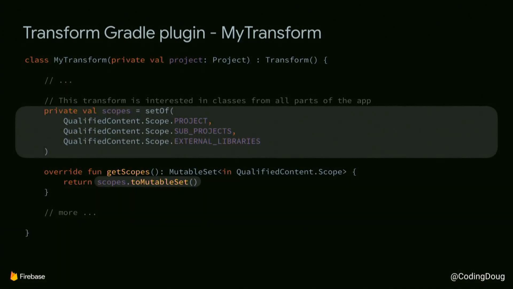So the scope is basically everything at the project level, which is the Android app itself, all of the sub-projects, so other modules in there, and all of the third-party classes. So in other words, this is everything. I want to know about all of the classes that are participating in the build.